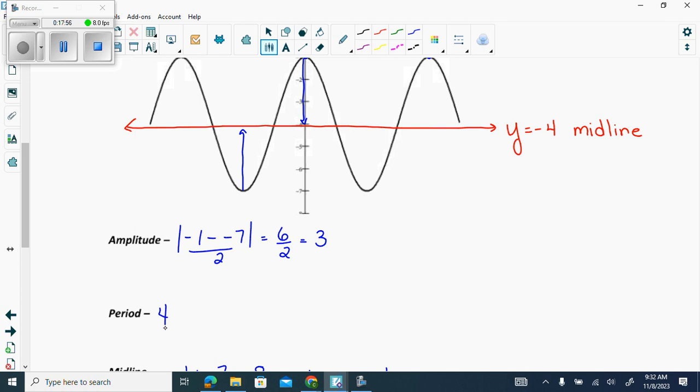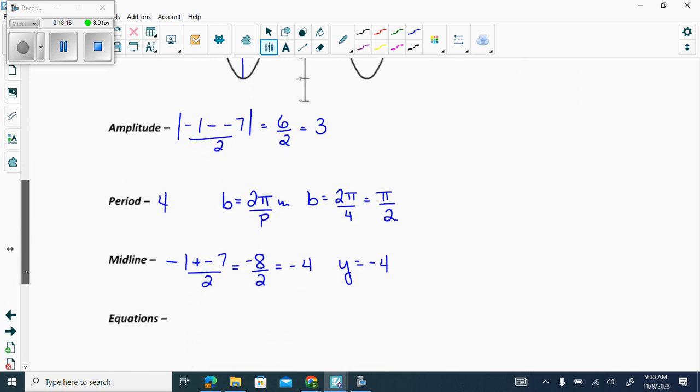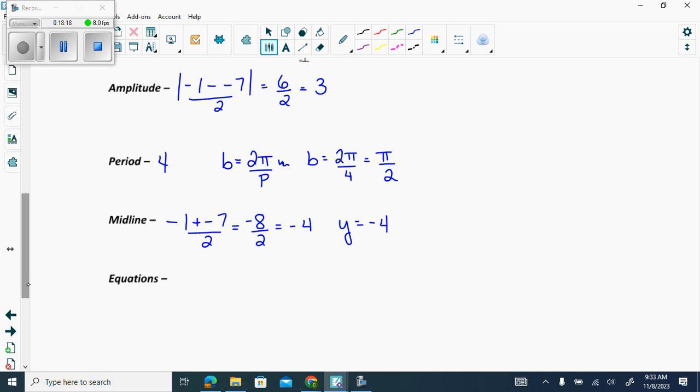So I need to get the b. The b is 2 pi divided by the period. So the b is going to be 2 pi divided by 4, which is pi over 2. So now we have lots of info. We can do our A, we can do our B, we can do our D.